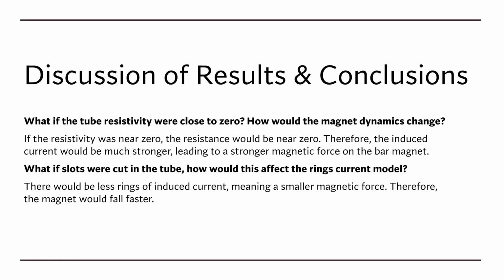What if the tube resistivity were close to zero? How would the magnet dynamics change? If the resistivity was near zero, the resistance would be near zero. Therefore, the induced current would be much stronger, leading to a stronger magnetic force on the bar magnet.